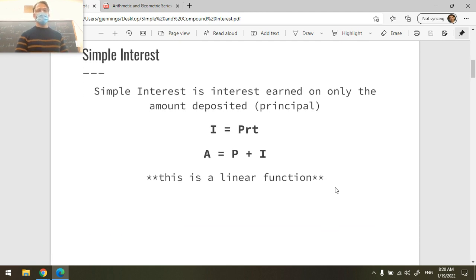Let's take a look. Simple interest is earned only on your deposit. So your initial deposit here, in this case $1,000, was being doubled every year, but the doubling doesn't double itself. It only affects the initial investment, the 1,000. Okay, and the formulas that we can use for that are over here.